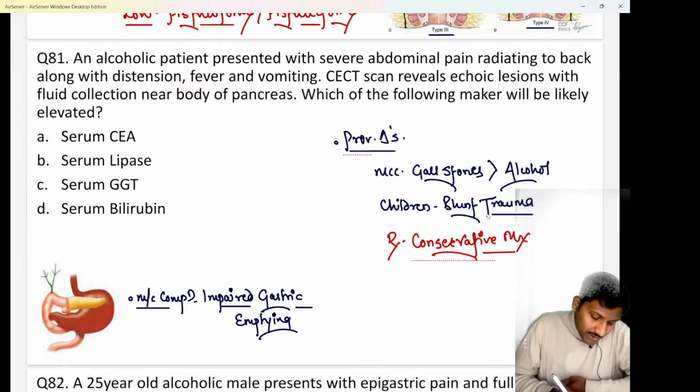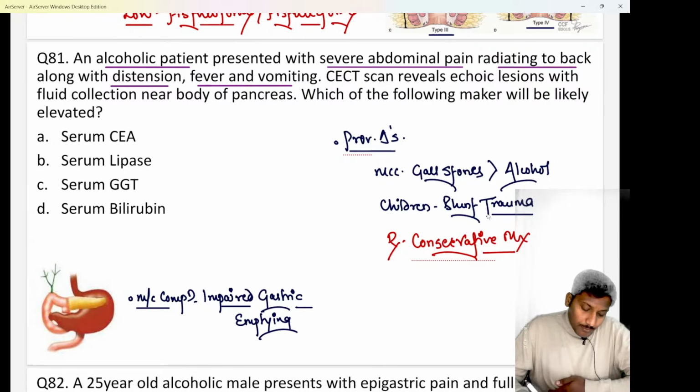Next is question number 81, which says we are having an alcoholic patient who presented to us with complaints of severe abdominal pain radiating to the back along with distension and features like fever and vomiting. The patient is an alcoholic having severe abdominal pain radiating to the back, a classical feature. CECT scan reveals there is an echoic lesion with fluid collection near the body of pancreas.